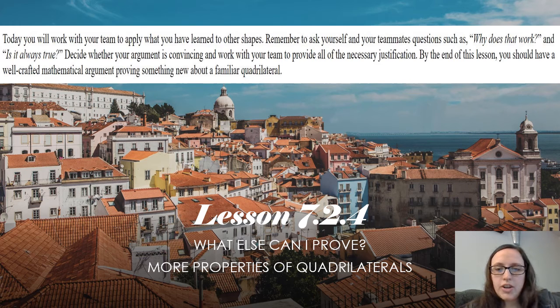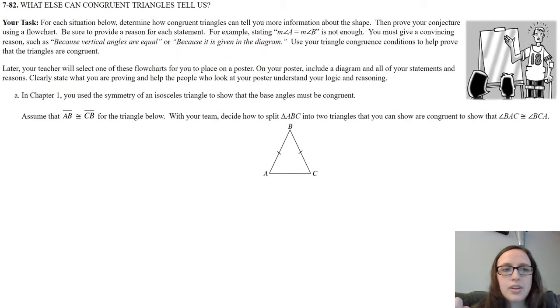Right, so this is Geometry Lesson 724, fourth lesson in Chapter 7 about quadrilaterals. And we're just going to do a couple of proofs today for this lesson. All right, so our first proof is proving that an isosceles triangle has two congruent base angles.